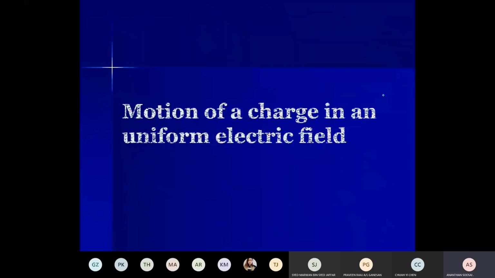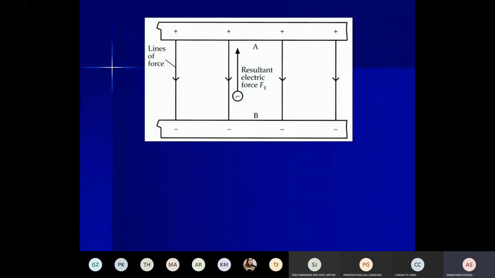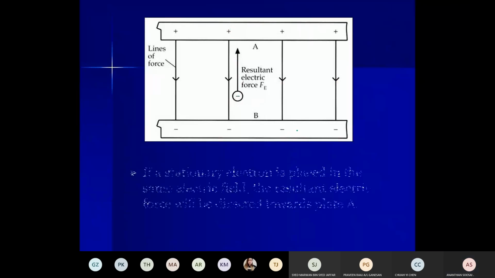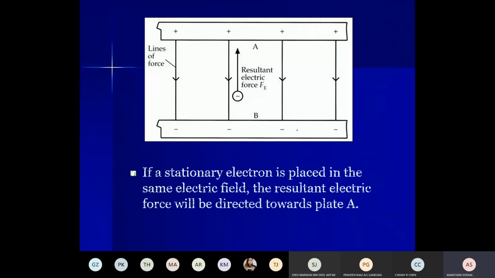Okay, motion of a charge in a uniform electric field. If you have a negative charge in the electric field, of course the force is going to be upwards. So it's going to experience a one-dimensional movement, just going straight up. If a stationary electron is placed in the same electric field, the resultant electric force will be directed towards plate A. So you're going to accelerate up with uniform acceleration. Acceleration is constant. Why? The force is constant. Why is the force constant? Because the field is constant. It's a uniform field.